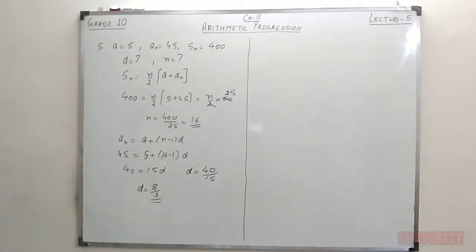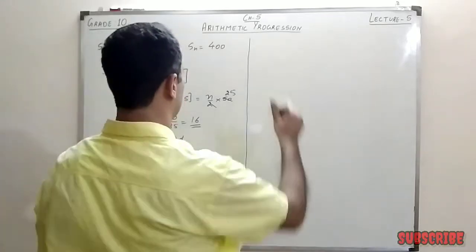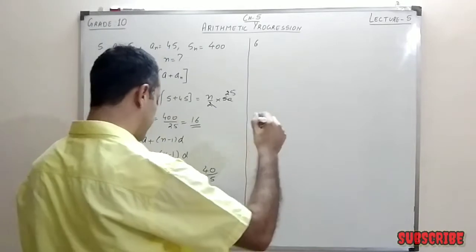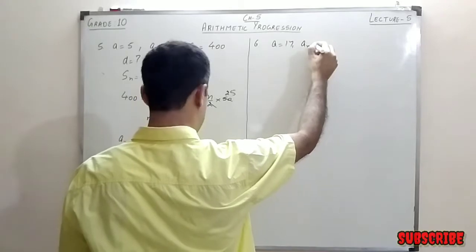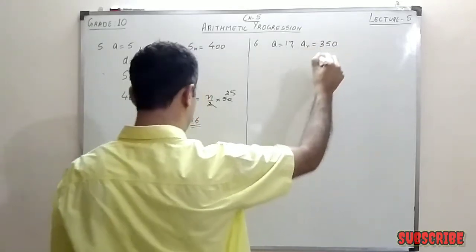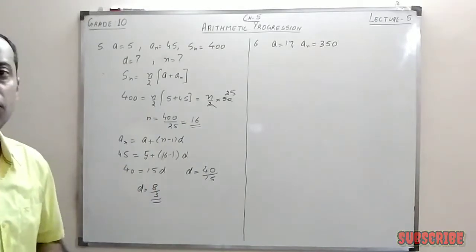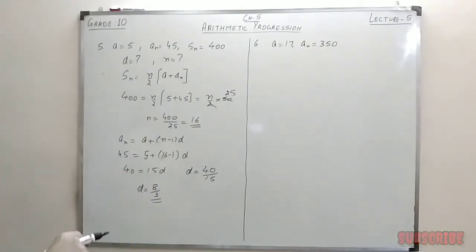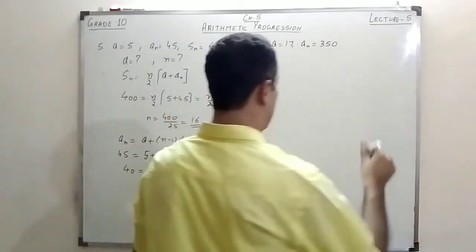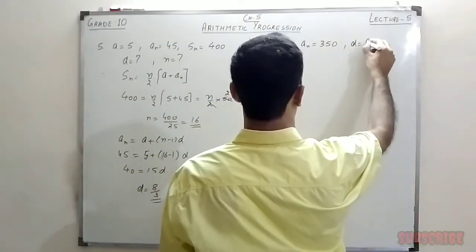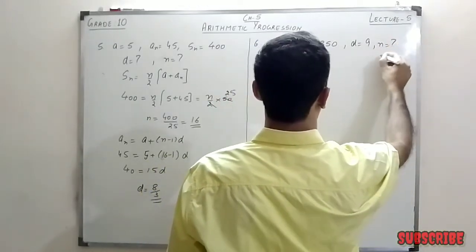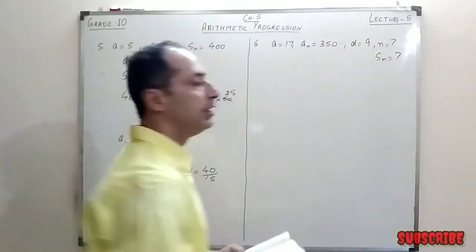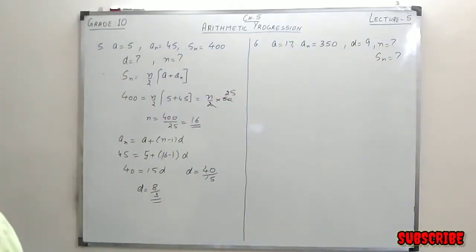Let's take the next question now. In the next question, again, it's the same question, but another difference is there. What is given in the sixth question? The first term is 17. The nth term is 350. Now there is a change. In this question, Sn was given to me as 400, and I have to find d. Now d is given to me as 9. And what I have to find? I have to find how many terms are there, and then I find the sum of those terms also. So again, a quite simple question.